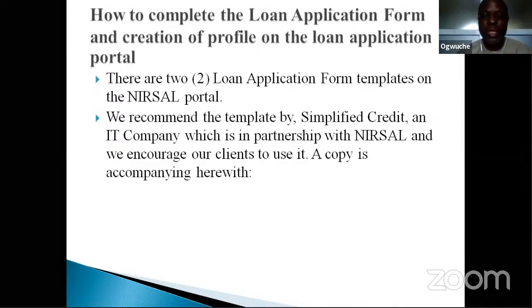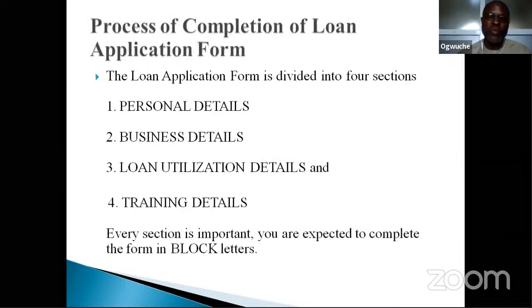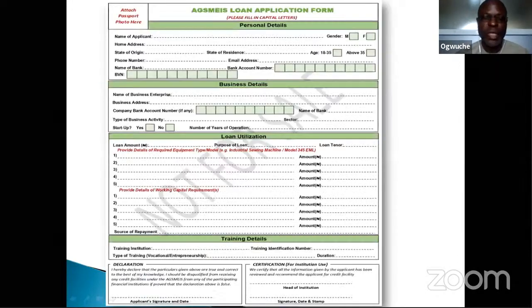That's actually the most popular template they use on the NASA portal, and the business plan derived from that is always the one that is more frequently utilized. They're the ones that will pay $5,000 before you are able to access the document. All right. So the loan application form is divided into 4 sections. There's the personal details, the business details, the loan utilization details, and then the training details. Every section is important, and you're expected as usual to complete it in block letters. So let's look at the form now.